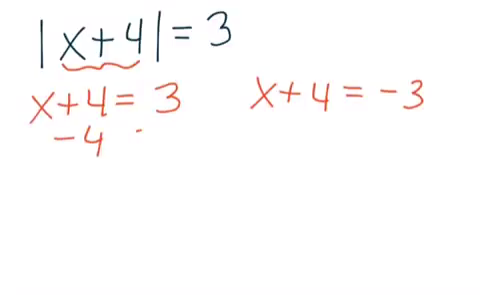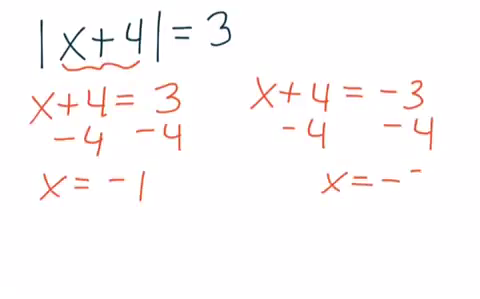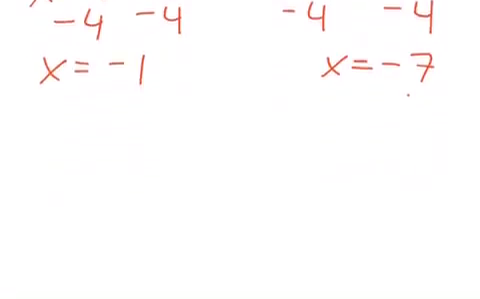So if I solve, the methods for both equations are the same process, subtract 4, and I get x equals negative 1 and x equals negative 7. So what that means is if I plug in negative 1 for x, I'm going to get positive 3, absolute value of positive 3 is 3. If I plug in negative 7 into here, I get negative 7 plus 4 is negative 3. So absolute value of negative 3 is 3. Okay, let's look at the second example.